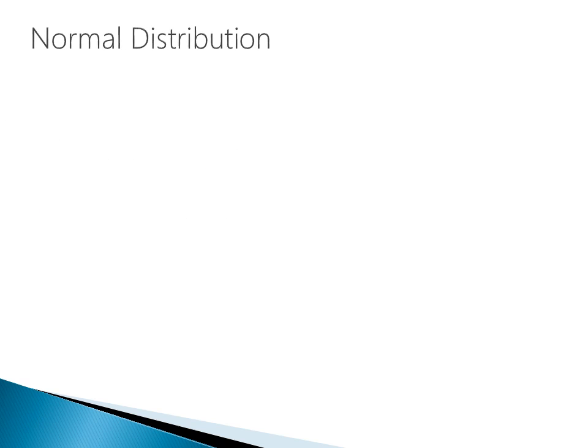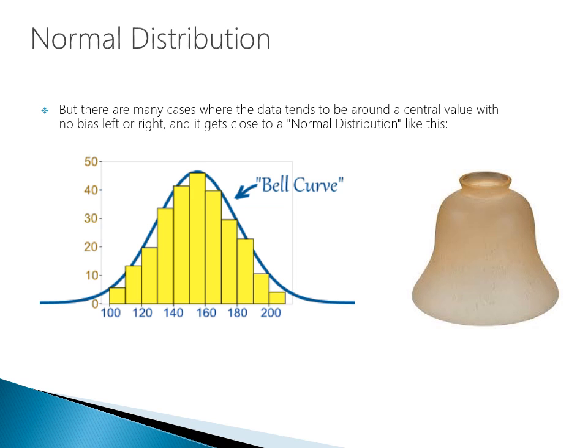This topic lends itself very nicely to the topic of normal distributions. And there are many cases where the data tends to be around a central value with no bias on the left or right-hand side, and it gets close to what is called a normal distribution. A normal distribution is also referred to as the bell curve. And if you look at the shape of this histogram that we're showing, we see that it's not quite a perfect pyramid, and if you look at the line that's overlaid on top of it, that is the bell curve or the normal distribution. And it looks somewhat similar to the bell that I had put on the image on the right-hand side.